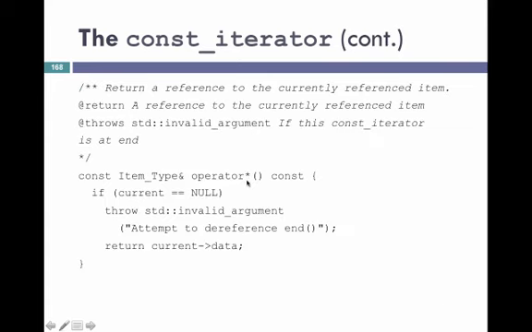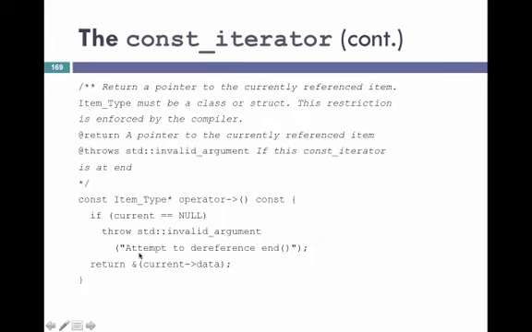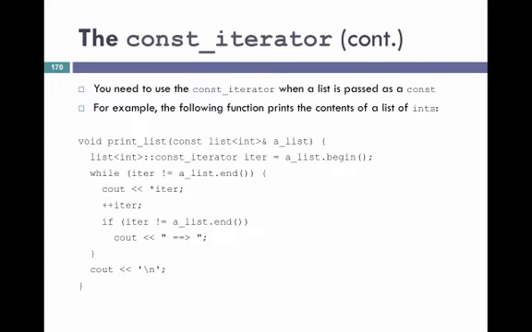So here's the dereferencing operator, and it returns a const reference to an item type. So we say if current is equal to null, then we try to dereference, again, it was pointing past the end of the list. Otherwise, we return data. Here is the member access operator, and we just return a const reference to the current data item pointed to by the iterator. So you need to use const iterator when a list is passed as a const.